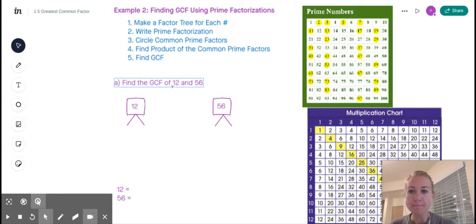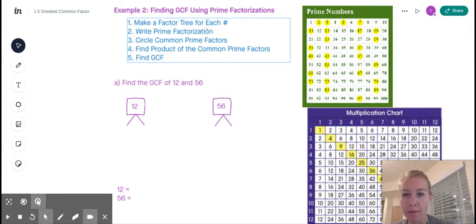Okay, so problem A is find the greatest common factor of 12 and 56. So step 1, make a factor tree for each number. We're going to work with 12 first, and here's the start of a factor tree. I just put a box around 12, and then here are the little branches. These branches are the 2 numbers we're going to multiply together to get 12. We're going to start out with the smallest prime number. Here's our prime numbers chart up here. Is that a factor of 12?